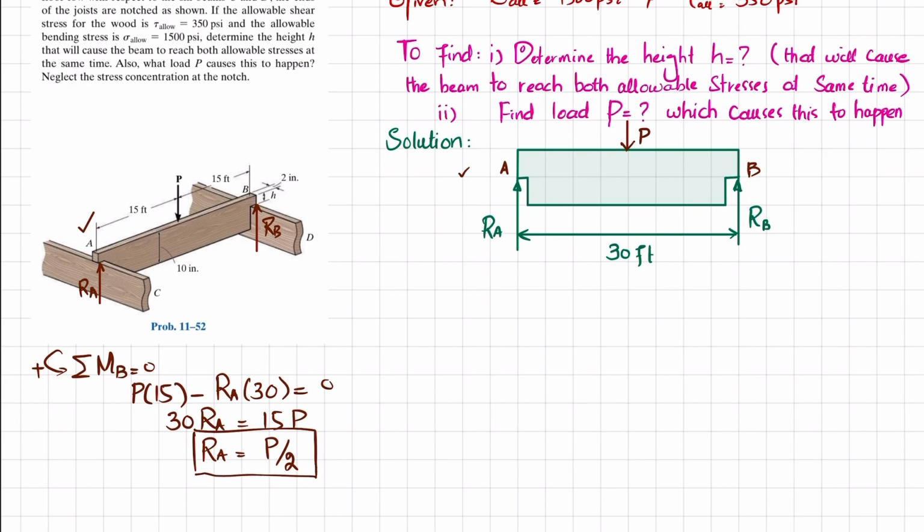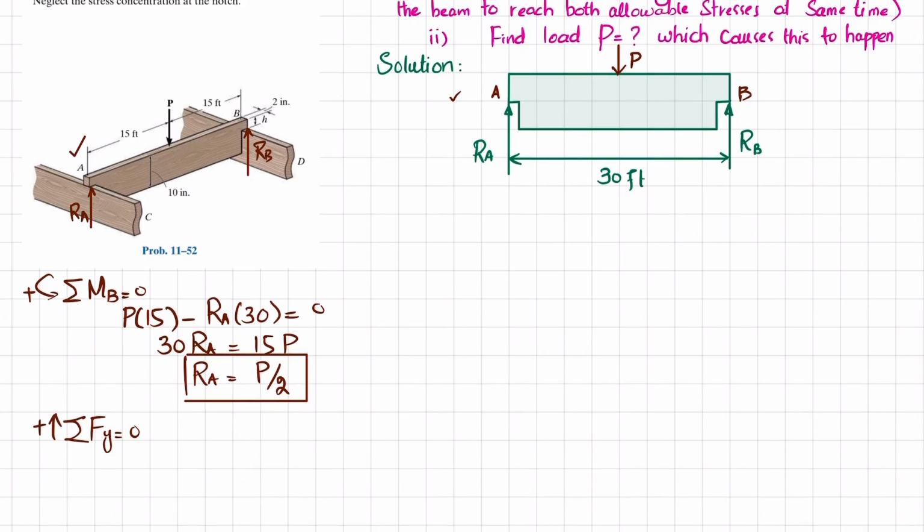So this is RA. You can also find RB by using another equilibrium condition: the sum of all forces along the y direction must be equal to 0, with upward force taken as positive. You can see here that we have RA, which is upward, so positive. So P by 2 minus this P, which is downward, plus RB is equal to 0. From here you will get RB is also equal to P divided by 2. Now we'll move toward drawing the shear force and bending moment diagrams.